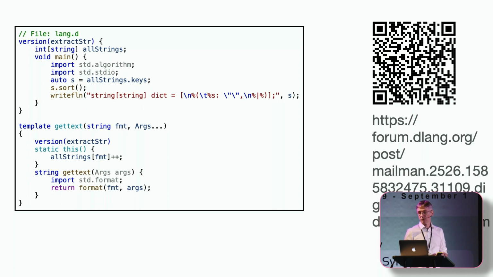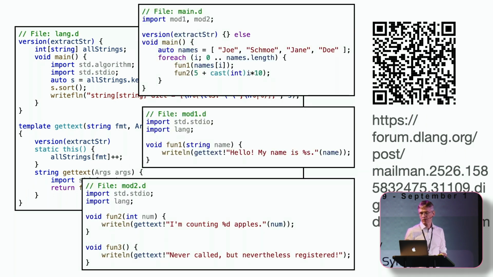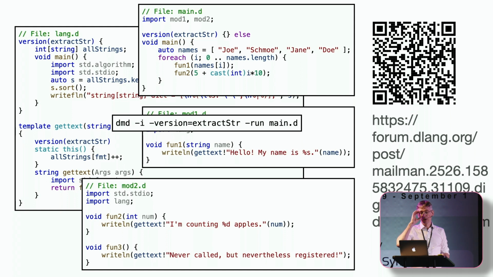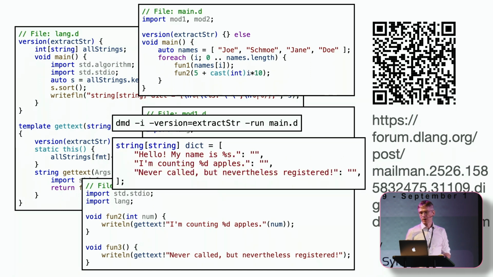For the rest, there is a function with the same name, making this an eponymous template, which returns the same string or its translation. The other files are just examples of calls to the template function to demonstrate how all marked strings in all the sources are discovered. You can see that the ordinary main function is ignored in the extract string version. And executing this in the string version prints out the stub for another dictionary. Here it is. That can be filled out to form a translation table.